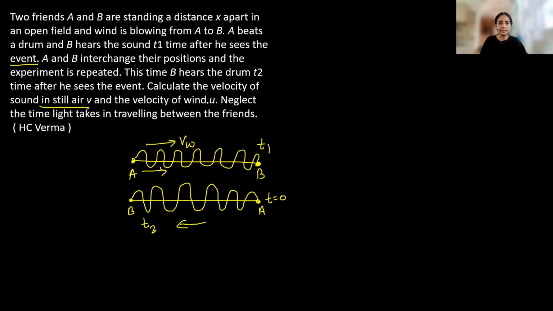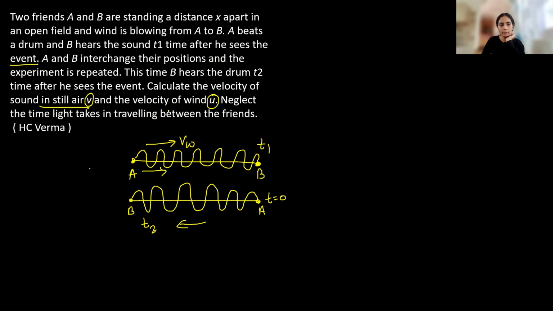So yeah, whatever I've written is correct actually. So calculate the velocity of sound in still air V. So V we have to calculate basically. Velocity of sound in still air is given as V. V we have to calculate in terms of x, T1, T2 and also the velocity of wind, that is U. So how will we be doing this one?